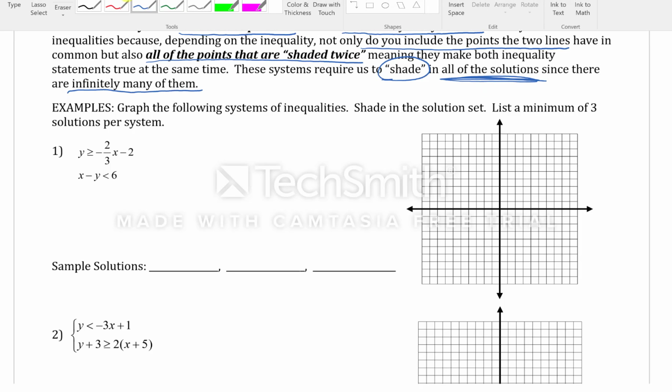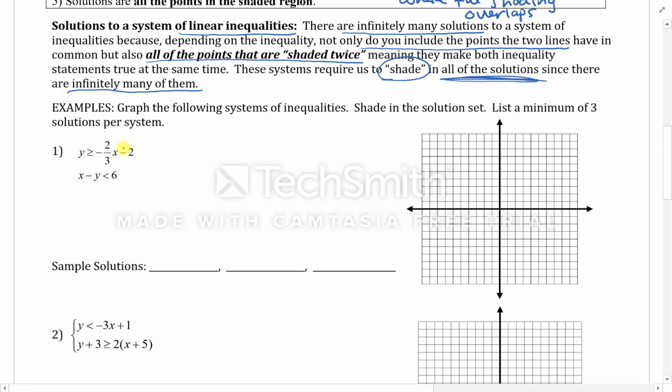So with example 1, we have a system of inequalities. Okay, so this here is a system because there is more than one.